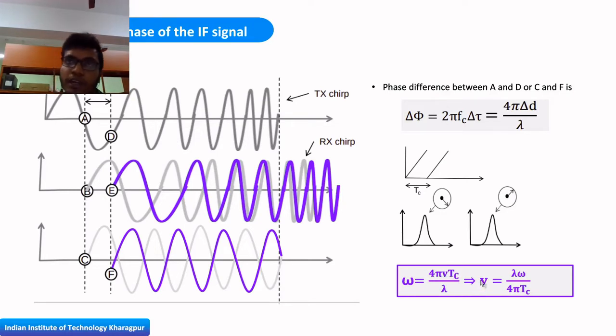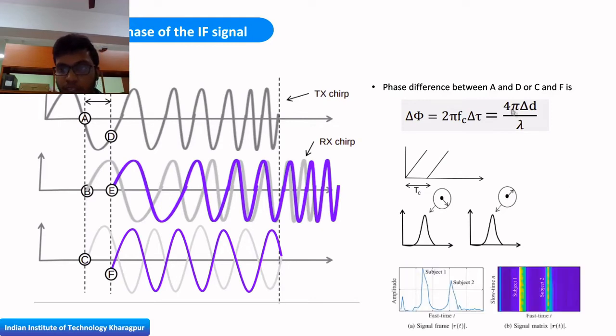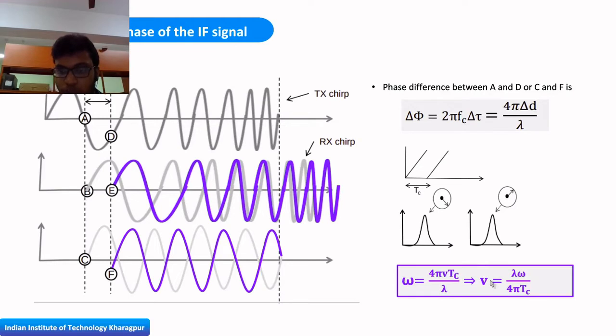So yes, we are able to capture the range, we are able to capture the range resolution, and we are also able to capture how the object is moving, the small scale movement of that object, and the velocity of that object.